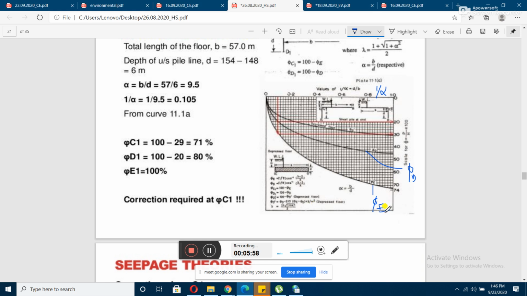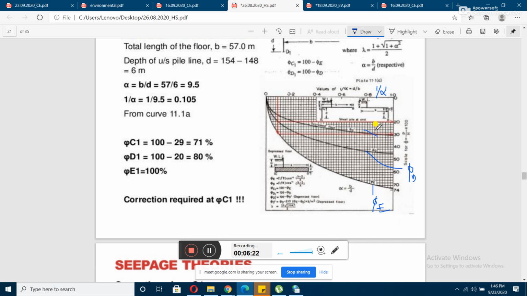So this one is for phi e and this one is for phi d, okay. From that, how will we be able to calculate the value of phi e? I have already discussed it with you, how we will do it. We know the value of alpha, so we will get the value of 1 by alpha. So we have to locate the point on this axis, okay. Then we will drop a perpendicular on the two curves.